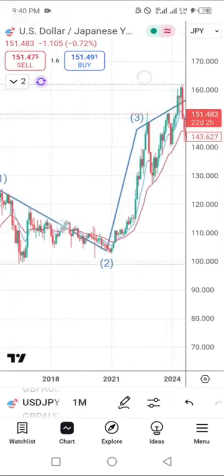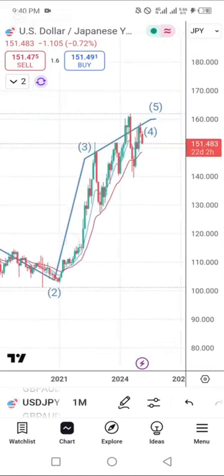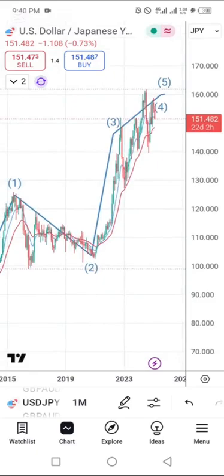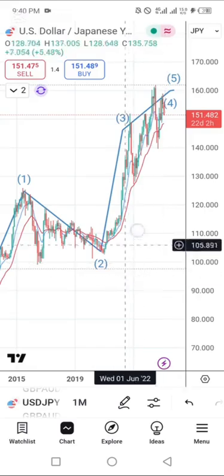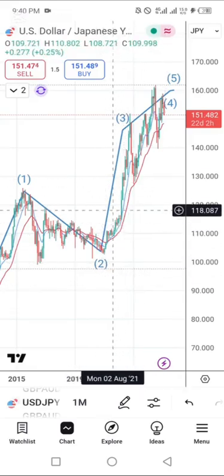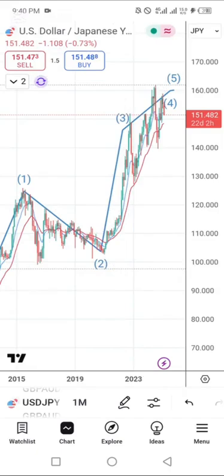So we are in wave 4, and we can see the ups and the downs. And I believe after this sideways move, we may see a fast move to the upside. Okay, we may actually see a fast move to the upside in form of a breakout, and we are waiting for that to happen.